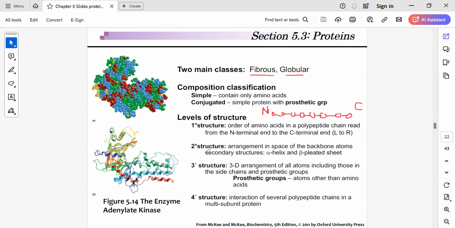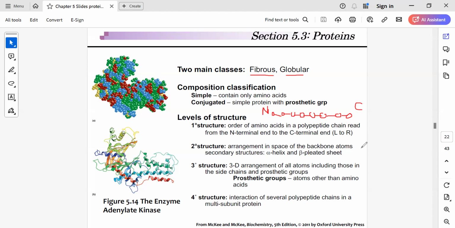And then the next thing is the secondary structure. The secondary structure is the arrangement in space of the backbone atoms. Examples of secondary structure are the alpha helix and the beta pleated sheet. From the primary structure, remember in the peptide bond, we have some free amines and some free carboxylic groups. Within that same polypeptide, those free amine and carboxylic groups will link together with additional hydrogen bonds. That is how we have the secondary structure.